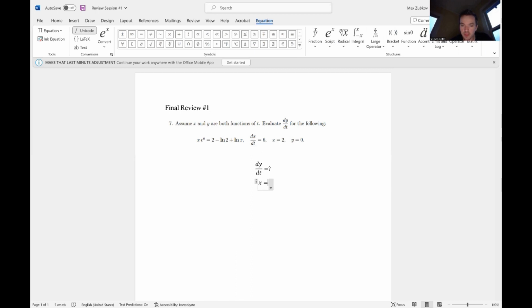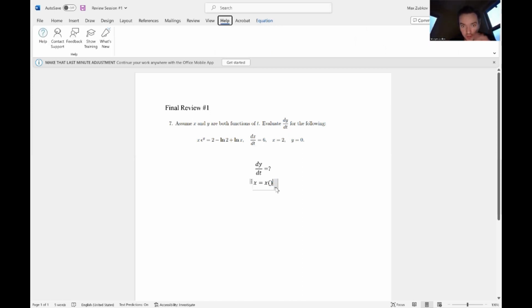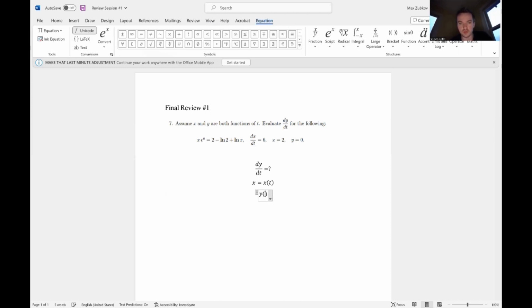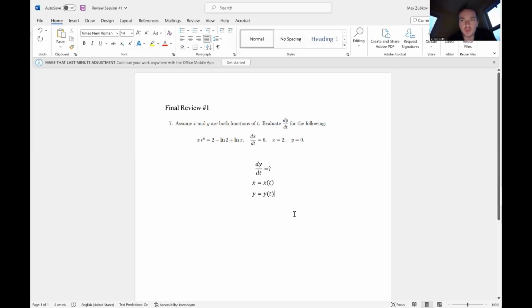Okay, so the first thing you need to notice is that for this problem, you have x as a function of t, and you have y also as a function of t. So x in terms of t and y in terms of t. That means I'm going to do implicit differentiation.